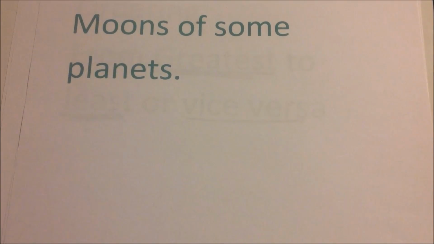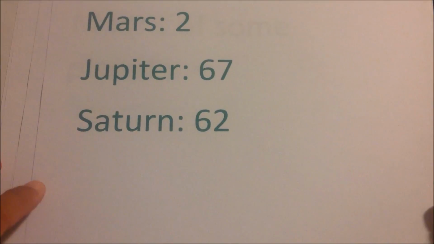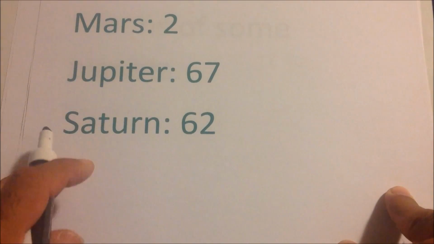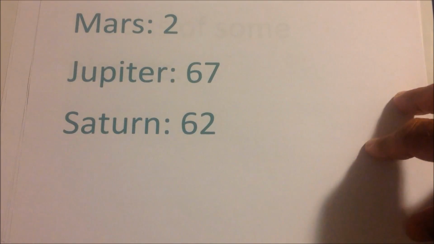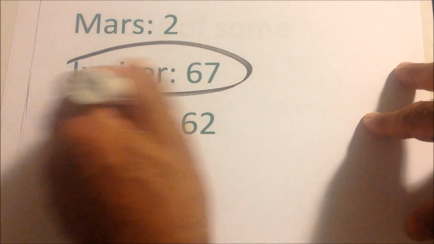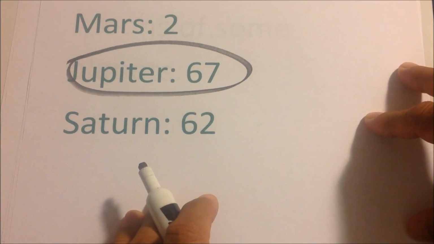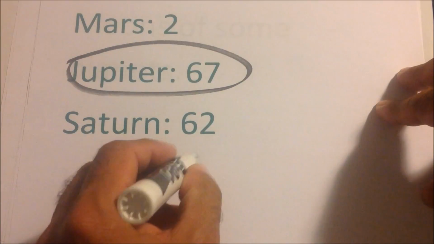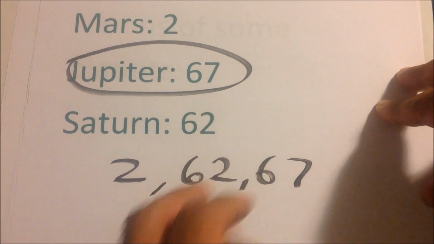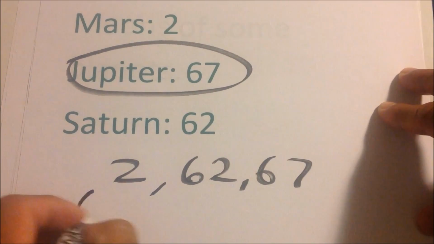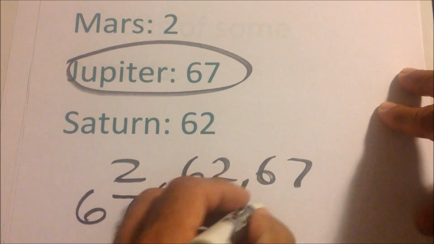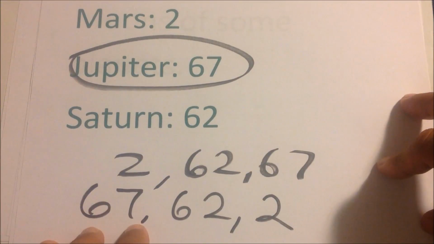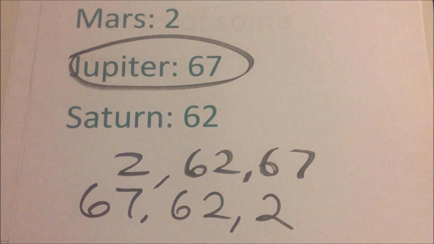And we'll just use a few planets here, like Mars. Mars has 2 moons. Jupiter has 67. A lot of moons. And Saturn has 62. So over here, we're not using any negative numbers, so we can see that Jupiter has the greatest amount of moons. But if I said order this from least to greatest, you would have to start with 2, right? From least to greatest. But if I said greatest to least, right? So that's pretty easy, right? So just be careful that you're not tricked. Always look at the question.